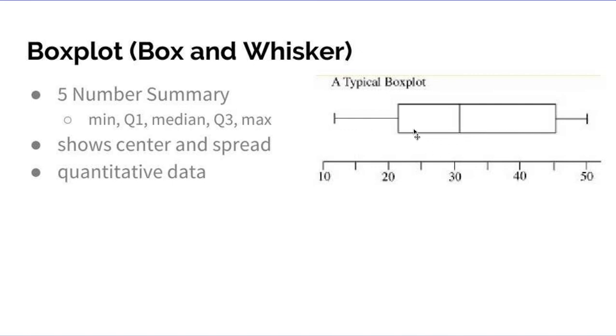I know that there are some data values somewhere in here between 22 and 31, but I don't know exactly how many, and I don't know what they are. I know they're somewhere between 22 and 31, but is it 23? Is it 27? I can't see the individual data values in a box plot. All right, and again, this has to be quantitative data because we have to be able to find a median and all of that stuff.